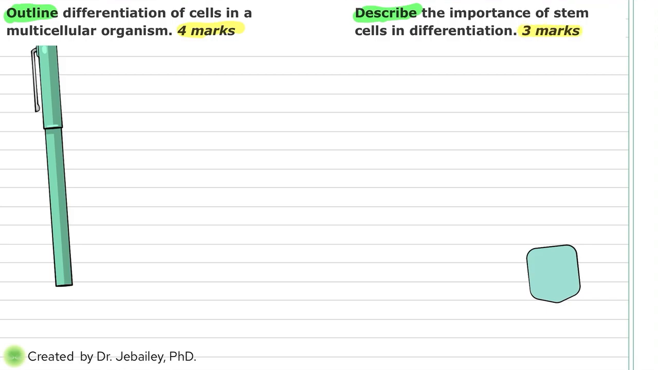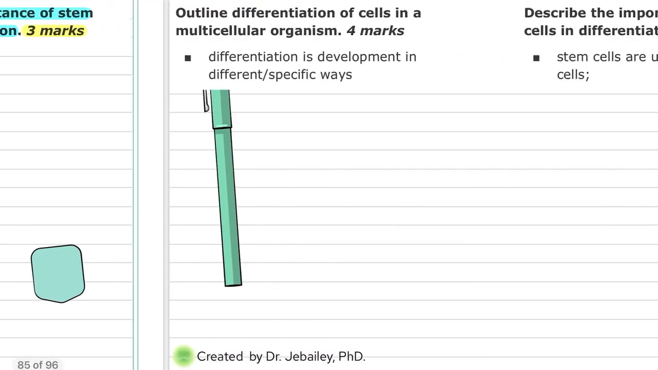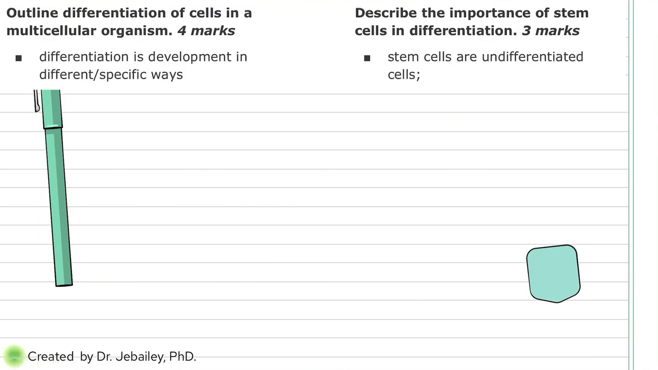This one is basically saying, let me go to the highlight, outline the differentiation of cells in multicellular organisms. So we're asking, how are the cells differentiated? And here we're saying, how important are stem cells in differentiation? So indirectly, they're talking about how stem cells are differentiated. Let's look at their mark scheme. The first one says differentiation is development in different specific ways. That means the cells are becoming different functions.